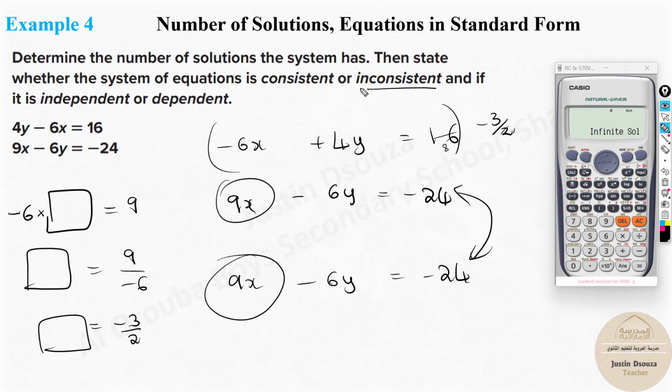So this is it. When you have two simultaneous equations, and your calculator is giving you math error, because your calculator will not differentiate between infinite and no solutions, then you need to do this. Write both the equations in standard form. And what you do is look into the first coefficient of x.